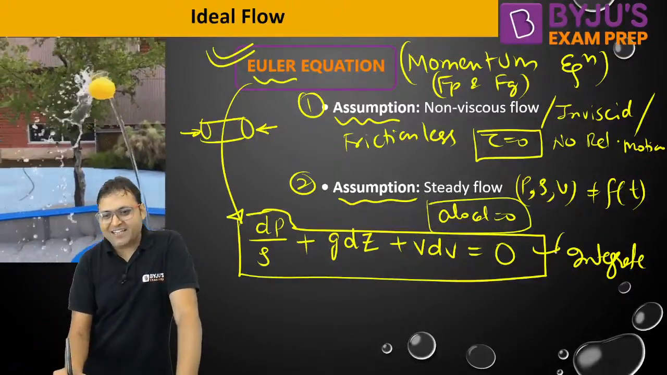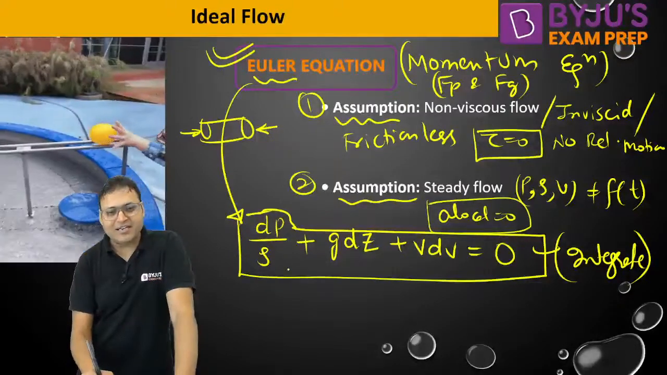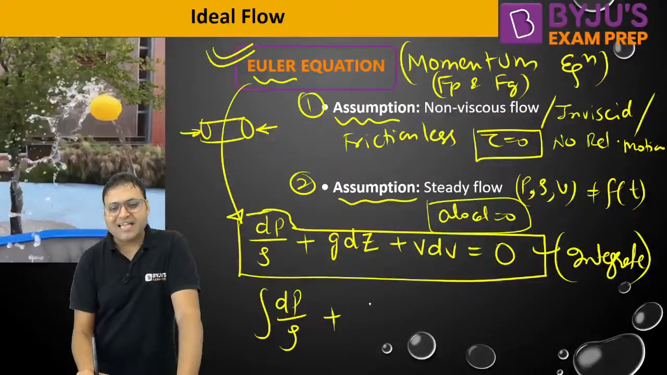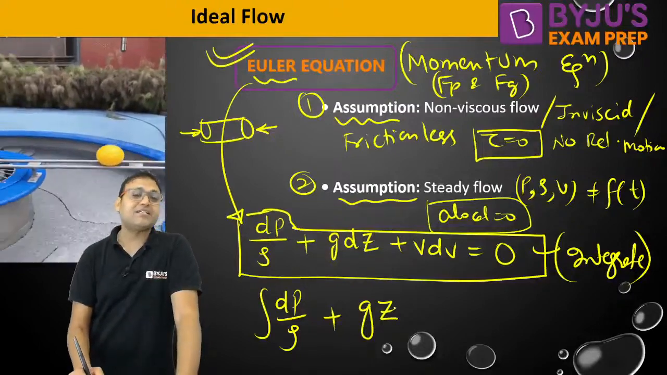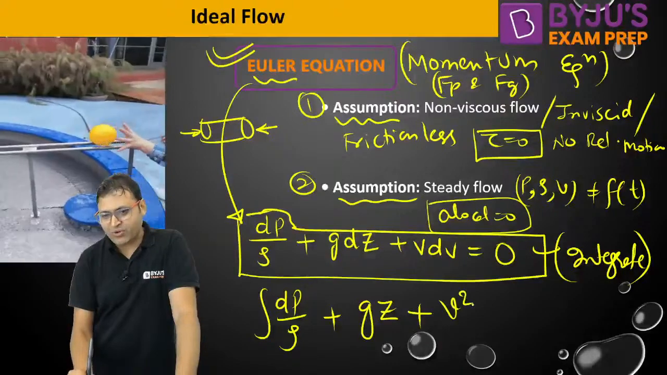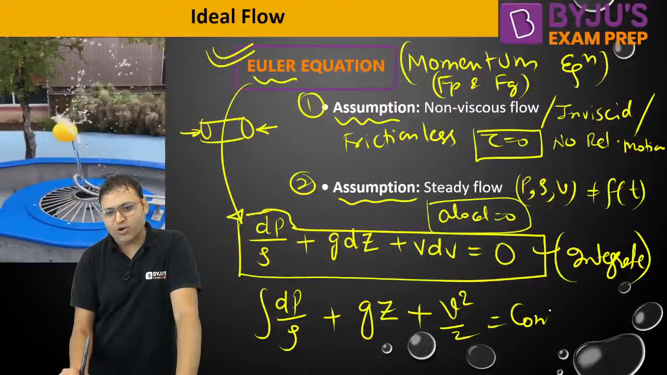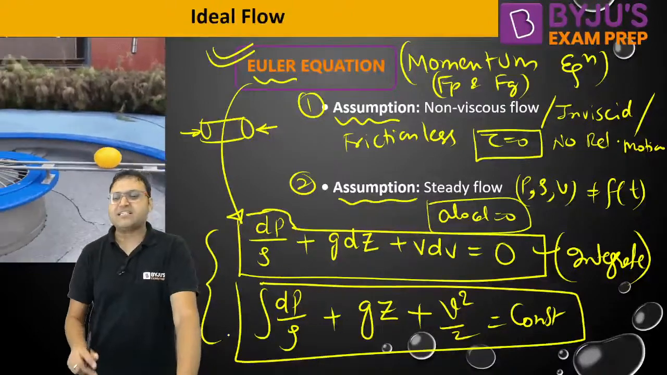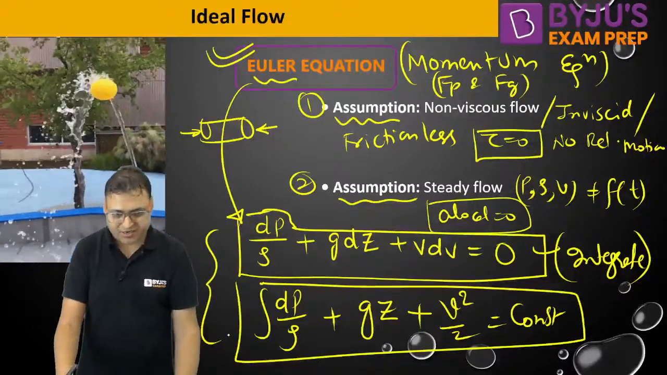If we integrate this, then what we will get is integration of dp by rho, first term, then g into z, since integration of dz will be z, plus integration of v dv is v square by 2, is equal to constant. That is the integrated form of Euler equation. These two equations are known as Euler equation.